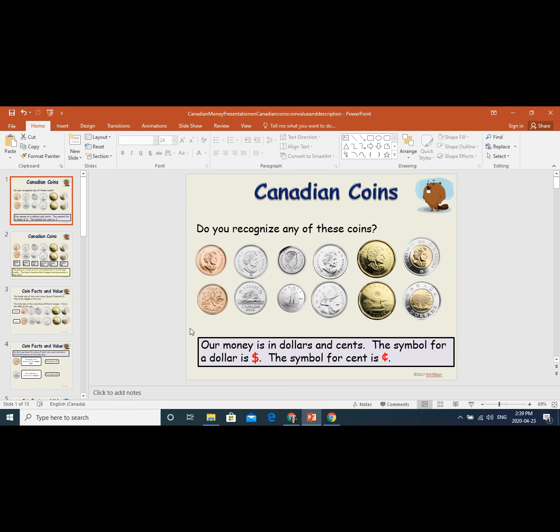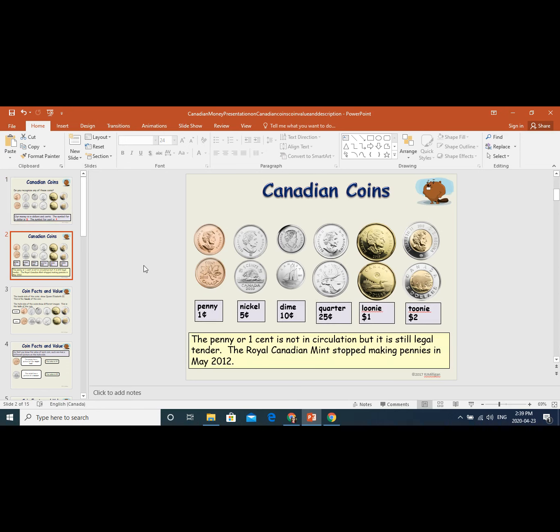Okay. So at the bottom here, it says our money is in dollars and cents. The symbol for a dollar is that, and the symbol for cent is that. So maybe you have seen those two symbols somewhere else. Maybe if you've gone to the grocery store and you see the price listed on the price tag, you might have seen those symbols. So these coins here, if you can see where my cursor is, these are coins that represent cents, and then these coins over here represent dollars. So we're going to learn a little bit more about those.